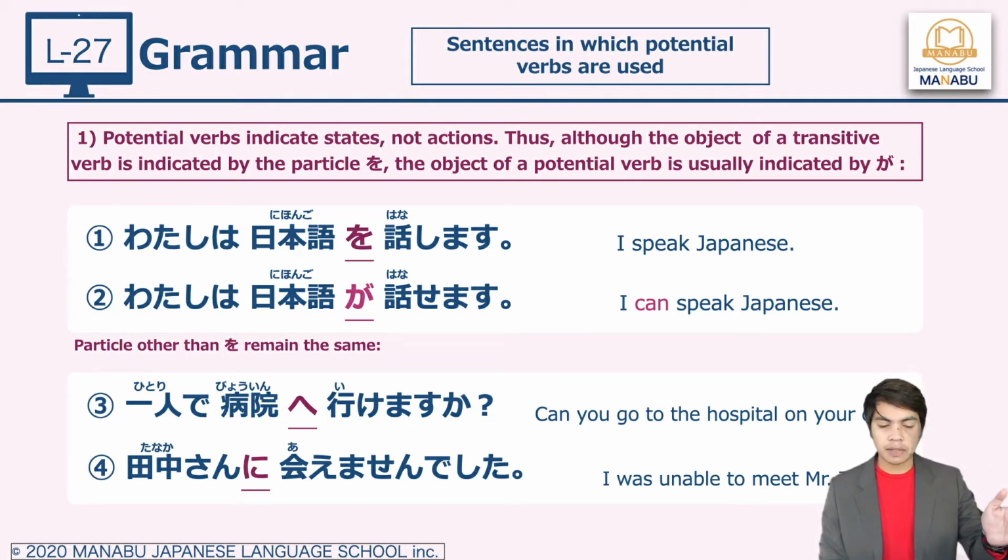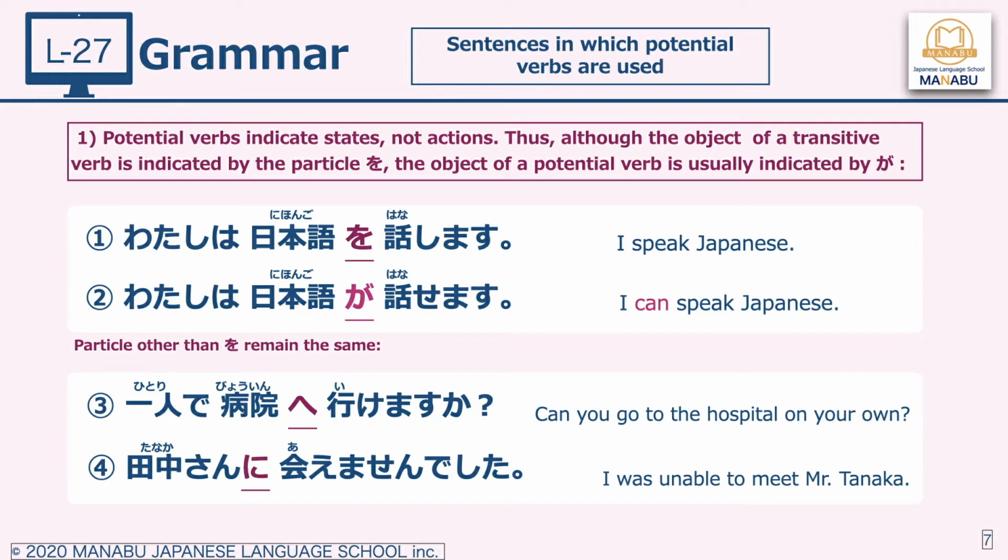Now it becomes a potential verb, ikemasu, can go. Hitori de byoin e ikemasu ka? Can you go alone to the hospital? Or can you go to the hospital on your own? So the particle e remains the same. Only the particle o becomes particle ga.